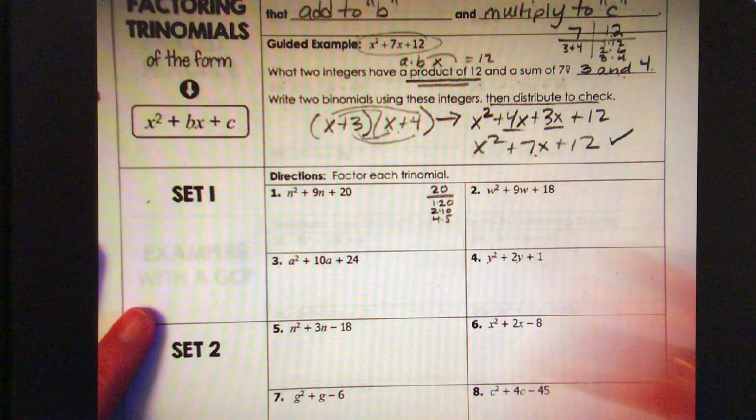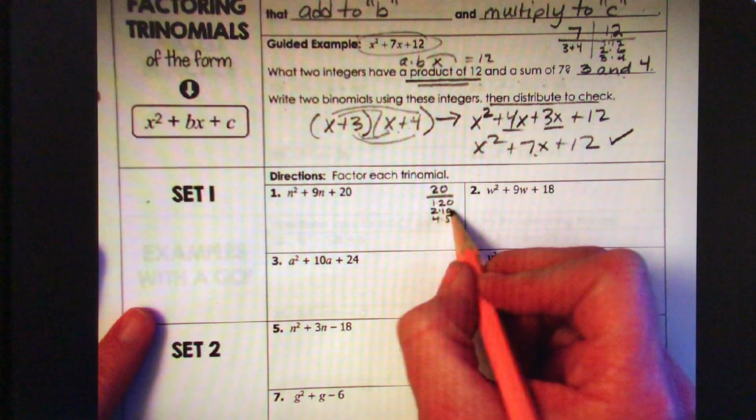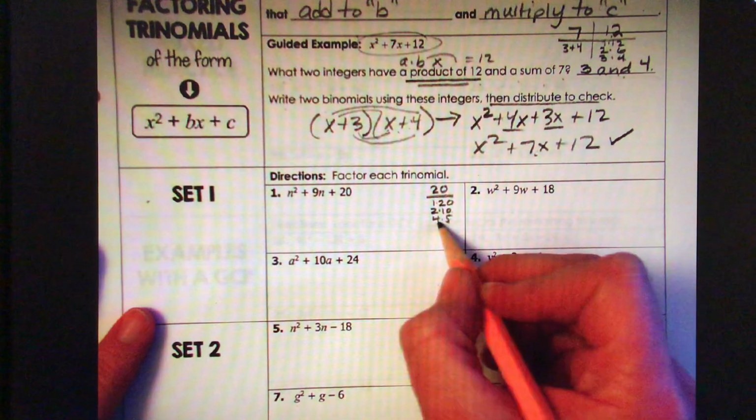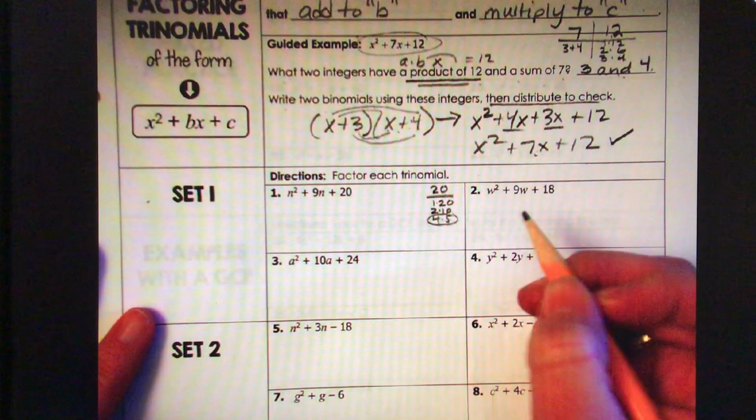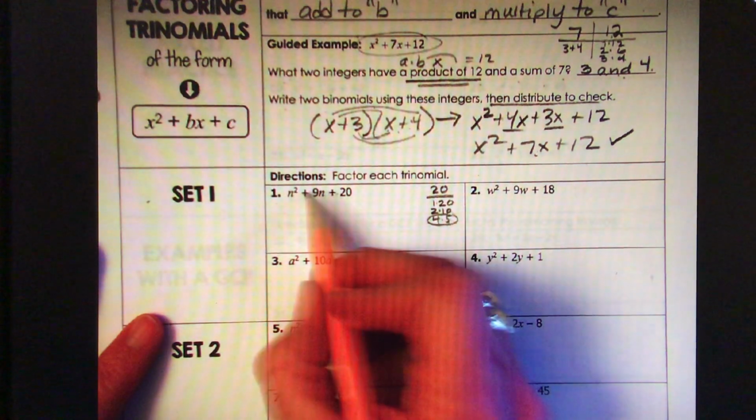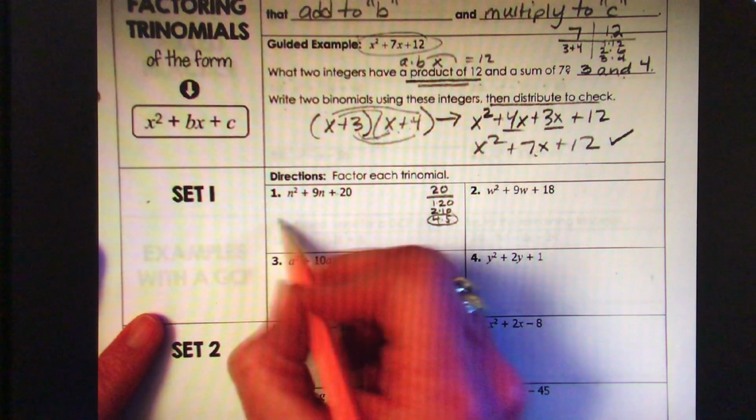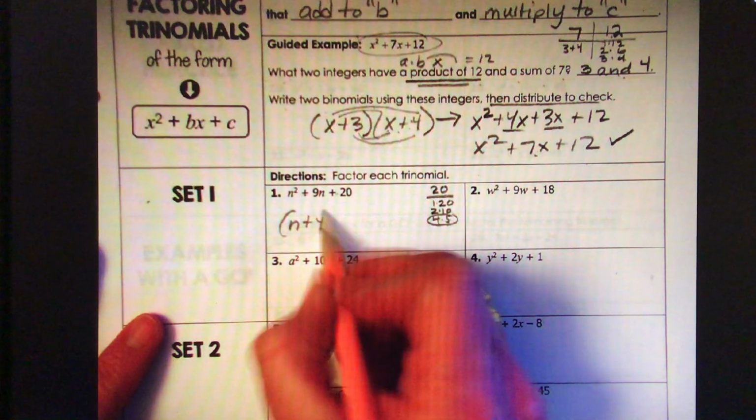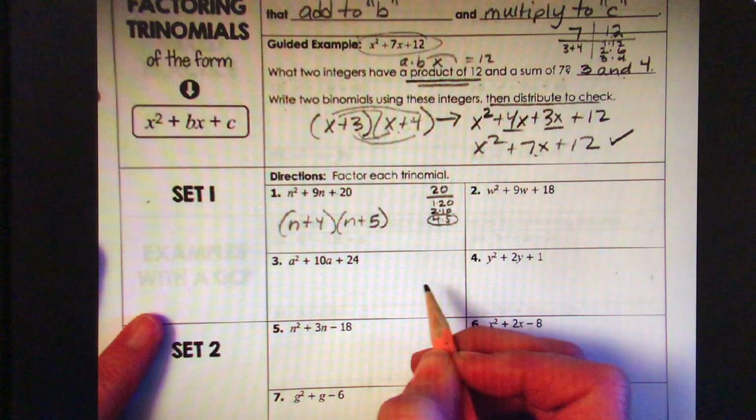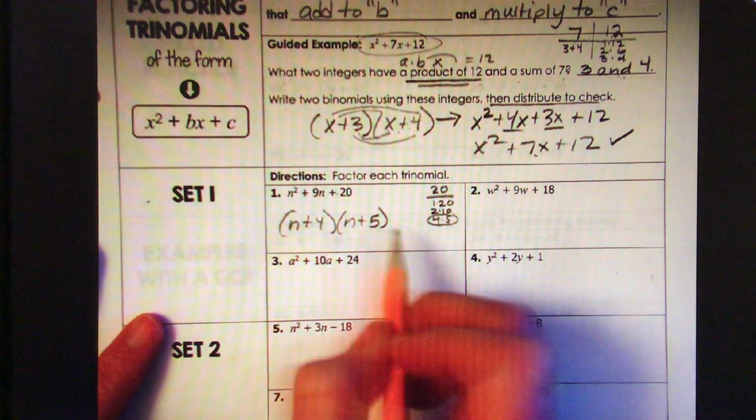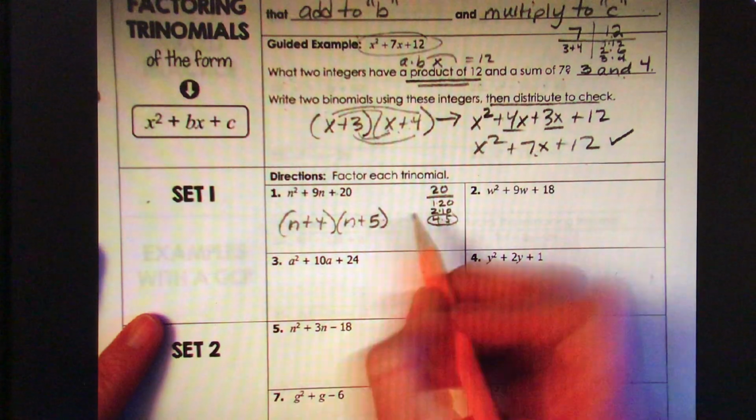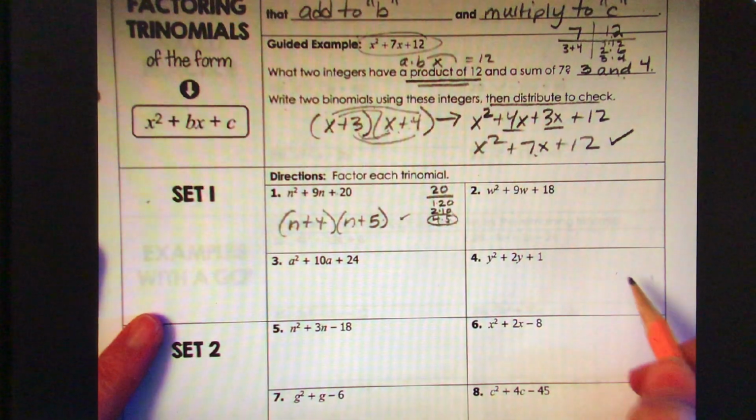And then if I think about 9, do any of these numbers, when you add them together, give me 9? Well, I think 4 and 5 is my winner. Winner, winner, chicken dinner. And these are both positive signs, so this is pretty straightforward. So I'm going to say n plus 4, n plus 5. And again, I could check it. n squared, 4n, 5n, 4 times 5 is 20. That works.